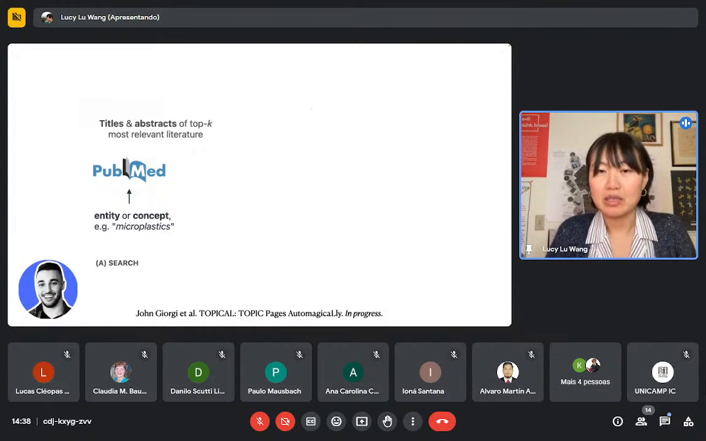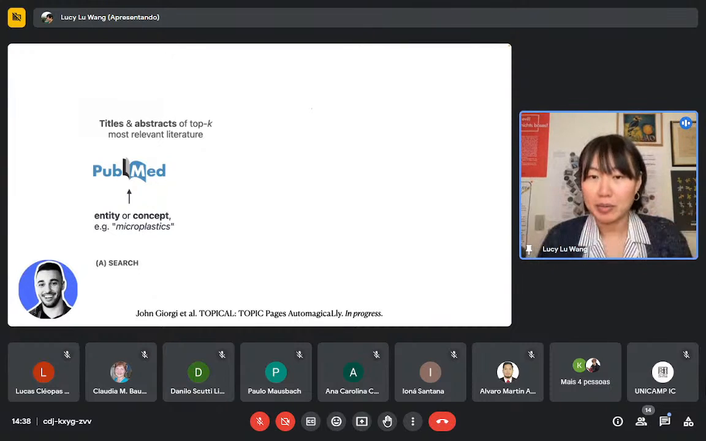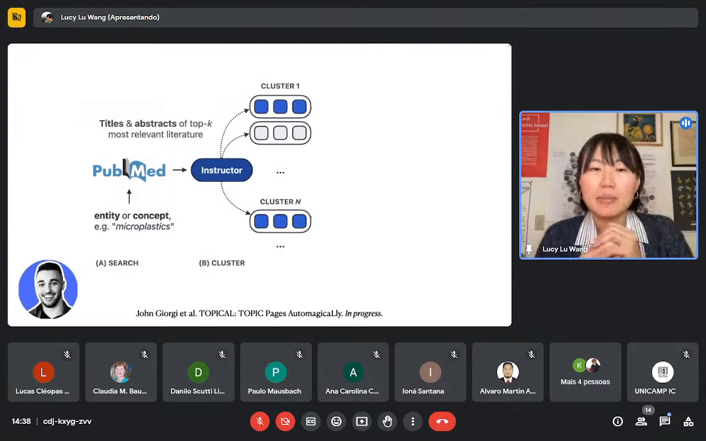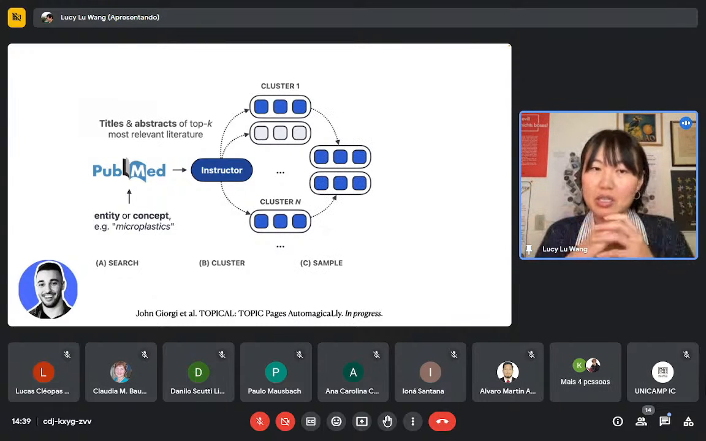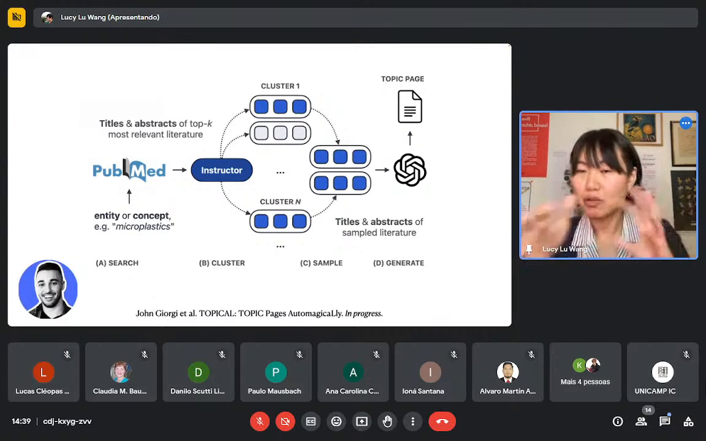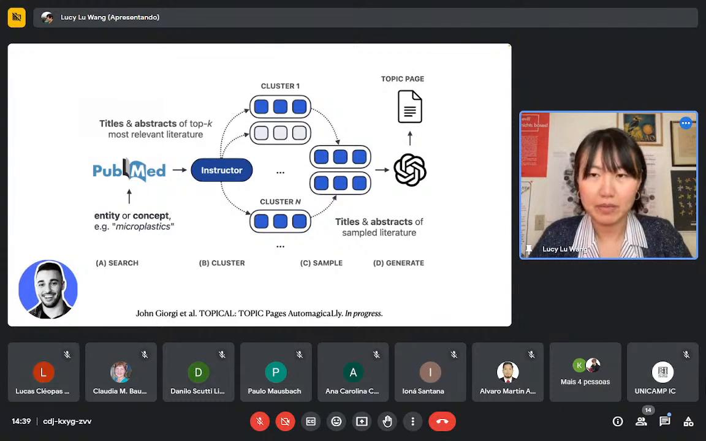The way we implemented this is we begin by searching a database, in this case PubMed, for relevant literature on a biomedical entity or concept, for example, microplastics. Then we take the top K titles and abstracts coming out of the database. K can be very large, thousands of documents or more, maybe tens of thousands. Then we cluster these together using document embeddings. We then sample from these clusters and prompt a model like GPT-4 to synthesize an overview from the sampled documents. We call this a topical page, but it's really just a topical overview.